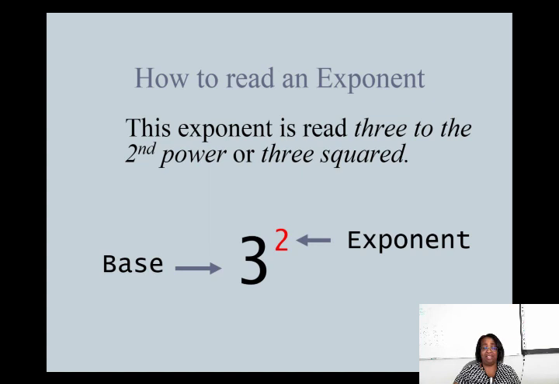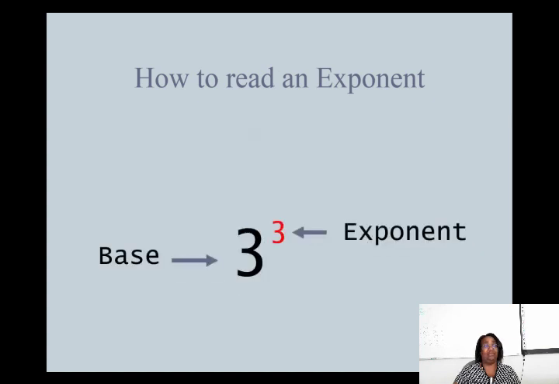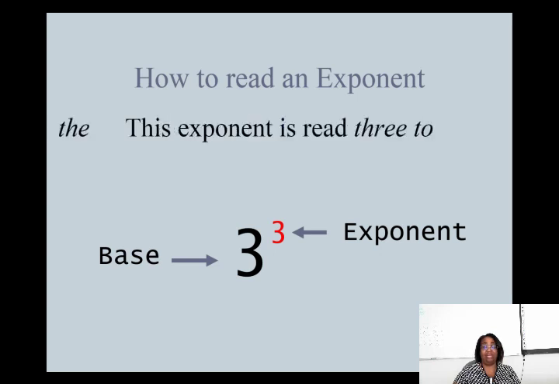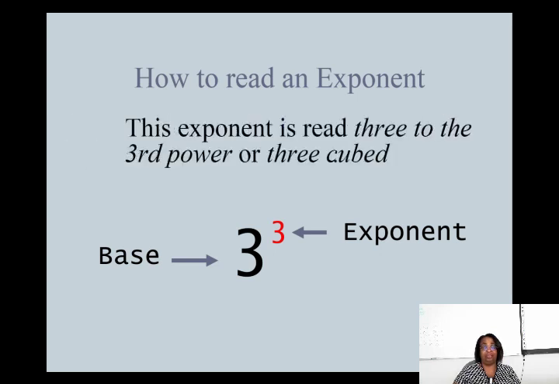When you have an exponent that's a 3, you can also have 2 different ways of saying it. You can say 3 to the 3rd power or 3 cubed. 3 cubed means that number times itself, times itself, times itself, okay? So there's 2 ways to say 3 to the 3rd power.